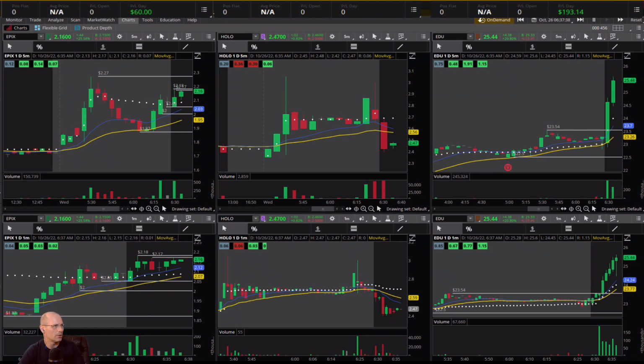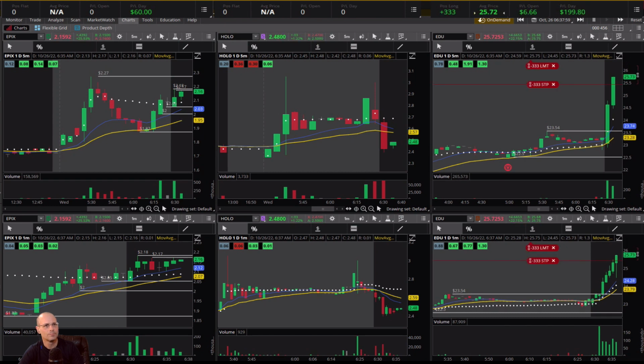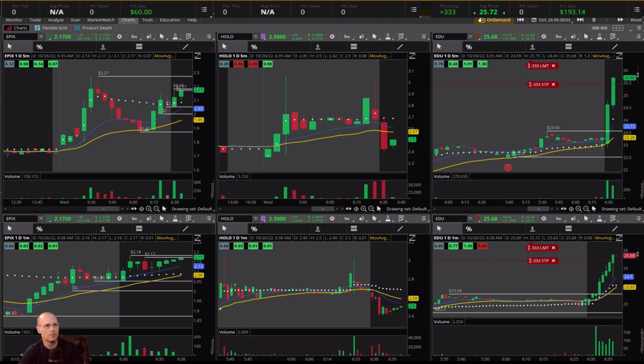So kind of an equilibrium here on EPIX, but it's a little on the choppy side. Wow, breaking through to 25.50 and still going. Oh my gosh. This thing could get halted here. Ooh, I got stopped out there.